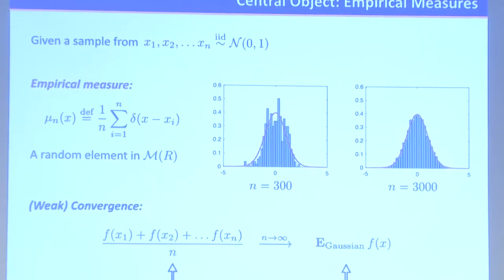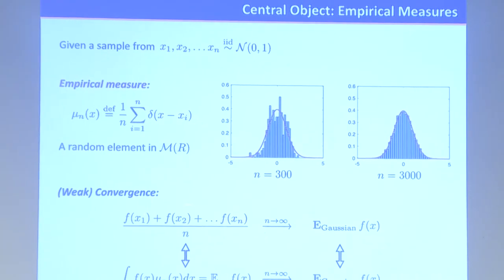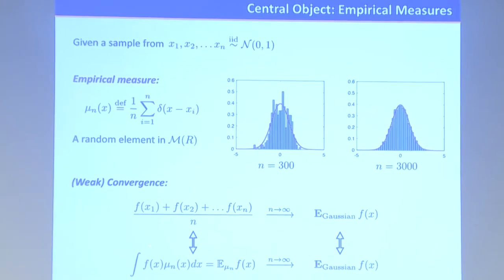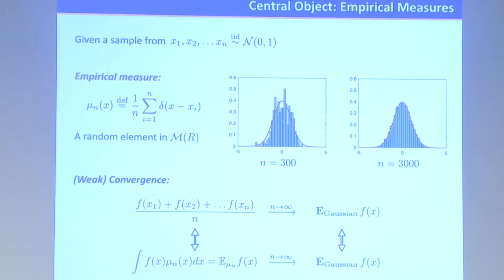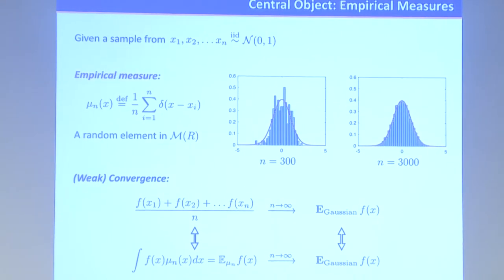Now, we are going to use a different interpretation of this convergence. First, we rewrite the left-hand side as an integration of f of x times mu. If you look at the definition of mu, this is really giving us this empirical average, right? Because mu is a weighted sum of Diracs. We pick out the xi's.